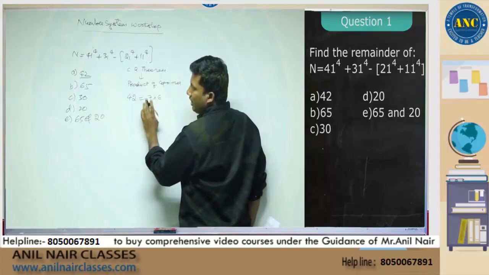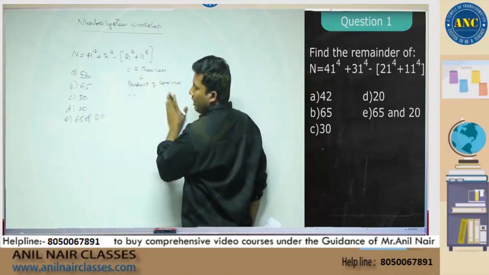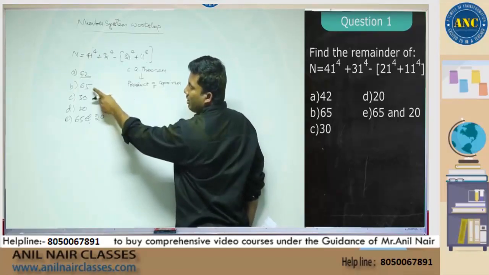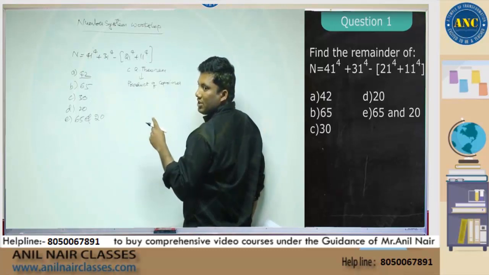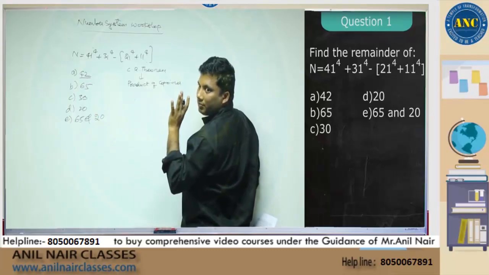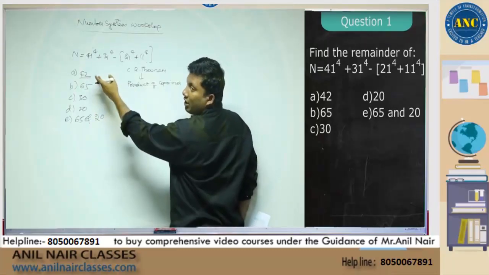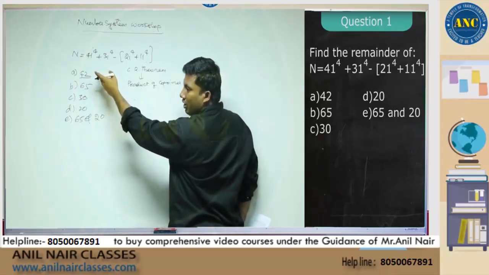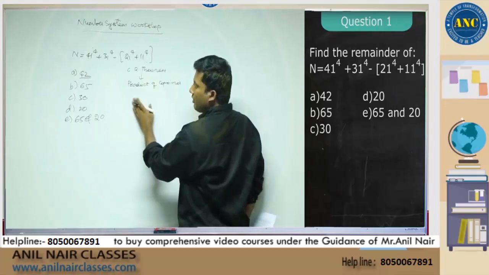Right? So instead of taking 42, I'll apply a little bit of smartness. I'll try to take 65. If 65 is incorrect, option B and option E both are eliminated. If I use 42, 42 is incorrect, only one option is incorrect. So I'll start with 65.